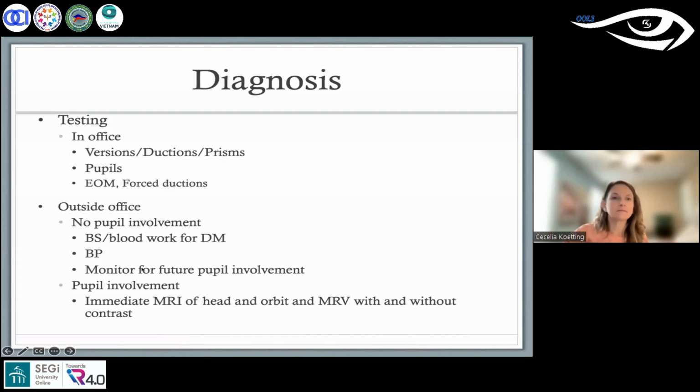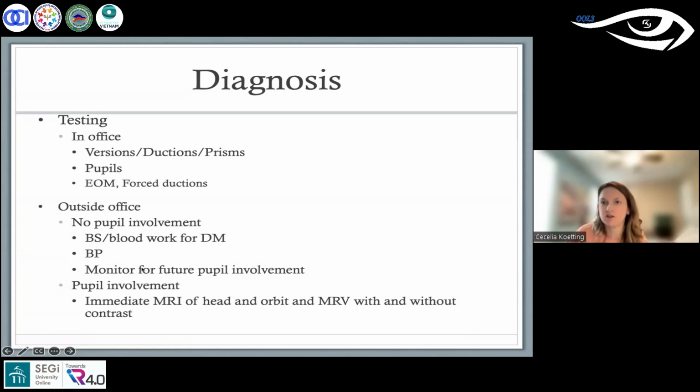So what do we do next for this patient? Well, in office, in order to diagnose, we're going to go ahead and do versions, ductions, and prisms. We're going to look at the pupils, EOMs, forced ductions, and we'll talk about each one of those in a second. Outside the office, no pupil involvement. I'm going to want to go ahead and get blood sugar, blood work for diabetes. I actually would go ahead and check the blood pressure in office, and then monitor for future involvement, depending on how long it's been there.